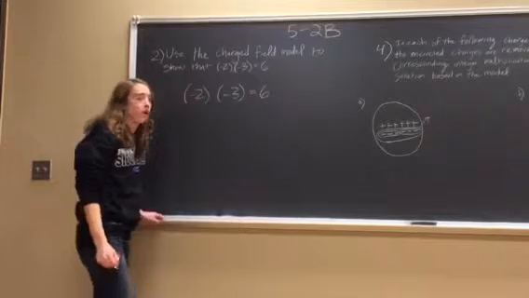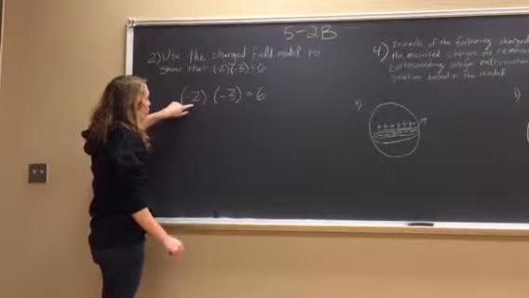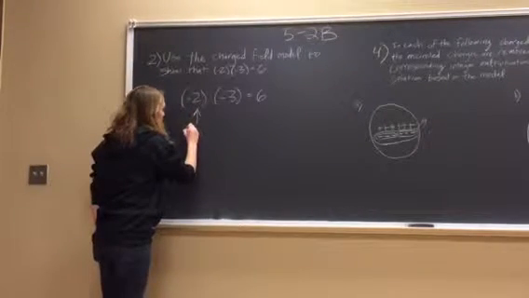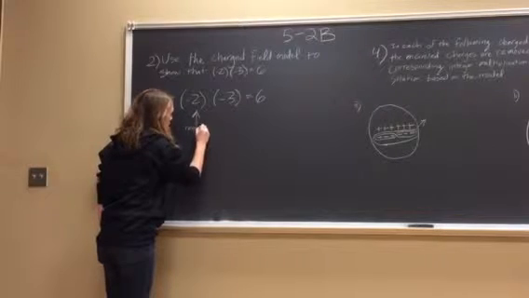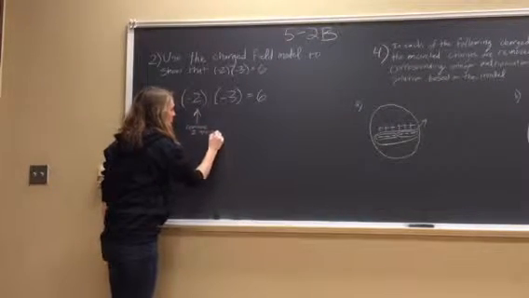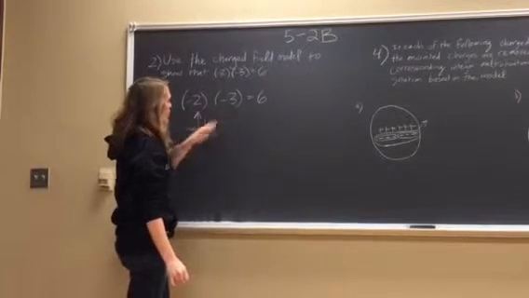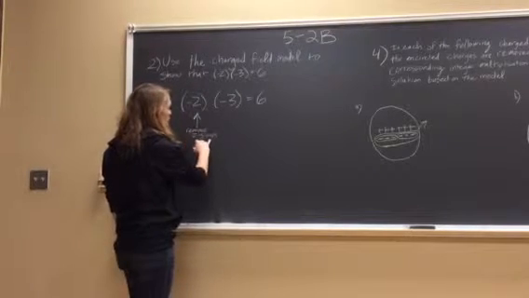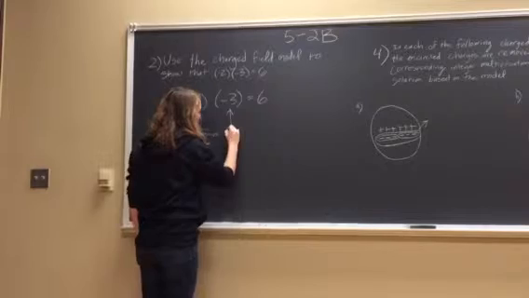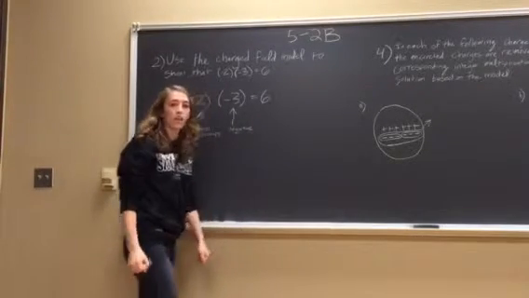Now we're going to start to pull it apart a little bit. So -2, what this means is we have two groups, and the negative means that we're going to remove it. So this means remove two groups. Now we're going to move on to this next part, -3. This means we're going to remove two groups of -3. So now we have to represent that in a little model.